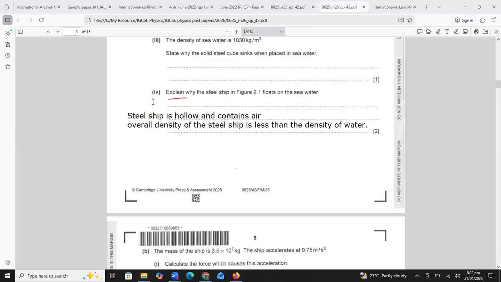So look, beta, for 2 marks I wrote two valid statements here. The first statement is steel ship is hollow and contains air. So that's why it is increasing the volume of the ship, and density and volume are inversely related. So if the volume is greater, it means that the density of the ship is less. So basically it is containing air inside it, which will increase the volume and it will make it less dense. Is it clear to you, everyone?